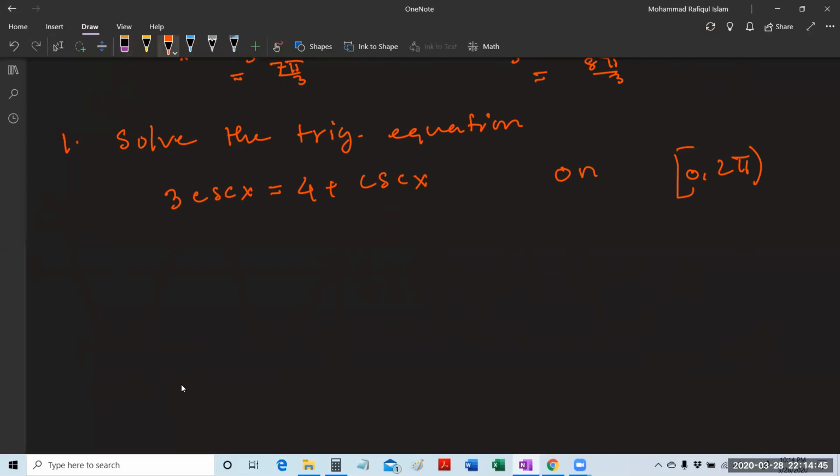So note here, we have to find the x values that satisfy both sides. That means we will get the same value if we substitute the value of x into the left side and the right side. We have to find x values in this interval, and this interval includes 0 radian, but it excludes 2 pi radian. So we have to find the angles between these two values. So let's solve this.